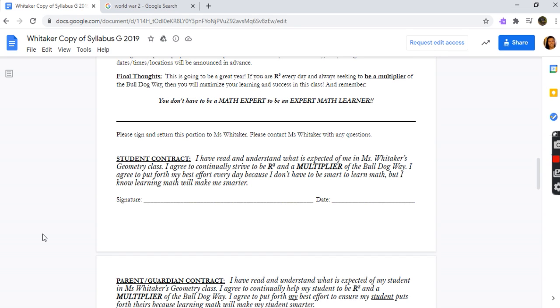Please sign and return this portion to Mrs. Whitaker, and please contact Mrs. Whitaker with any questions. Student contract. I have read and understand what is expected of me in Mrs. Whitaker's geometry class, and I agree to continually strive to be free and a multiplier of the Bulldog way. I agree to put forth my best effort every day because I don't have to be smart to learn math, but I know learning math will make me smarter.